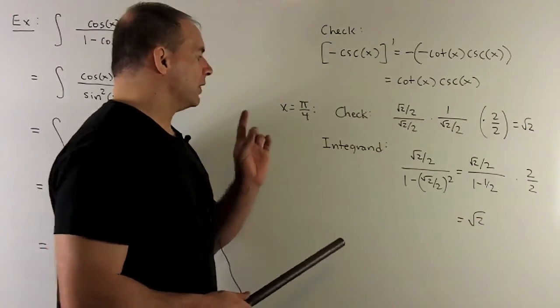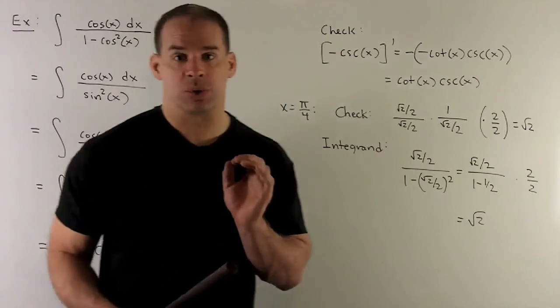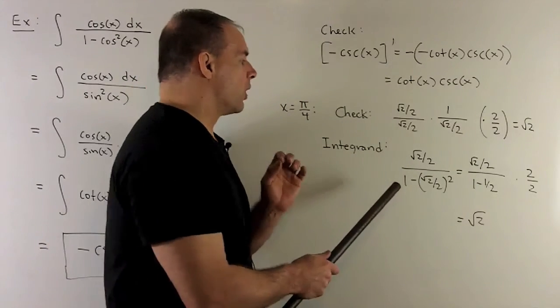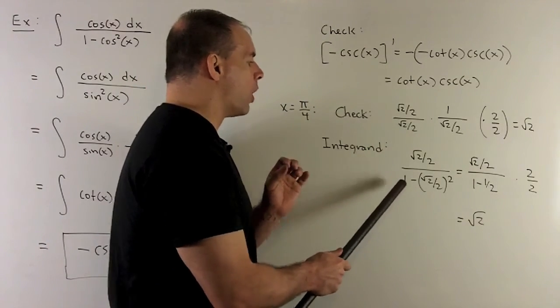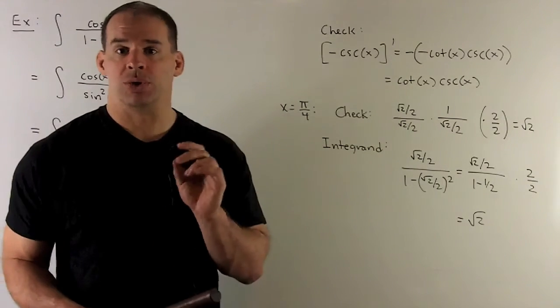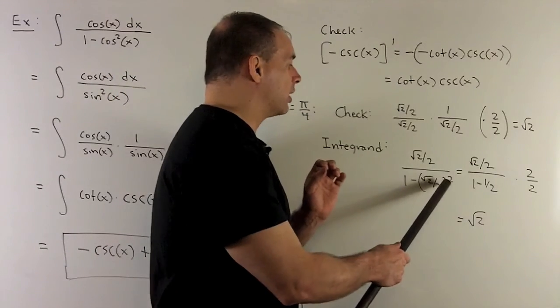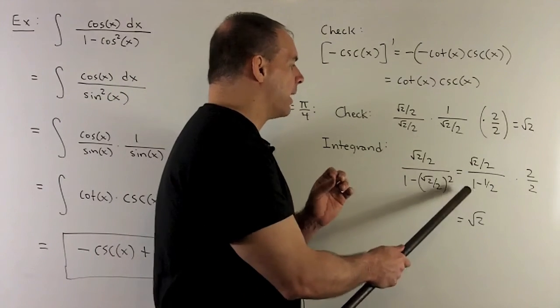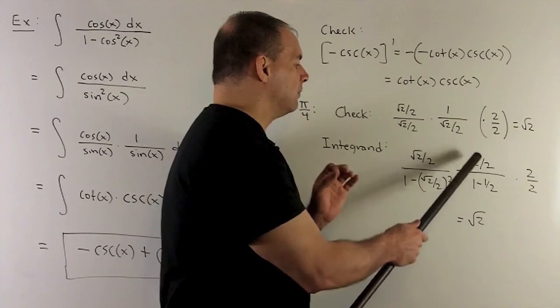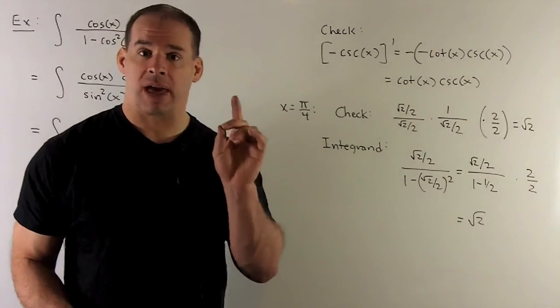Now, for the integrand, we're going to have cosine over 1 minus cosine squared. So we'll have square root of 2 over 2 over 1 minus square root of 2 over 2 squared. Square root of 2 over 2 squared is going to be 1/2. So I'll have a half in my denominator. Then I'll multiply top and bottom by 2. So that's going to leave me with a square root of 2, and our work checks for that 1 point.